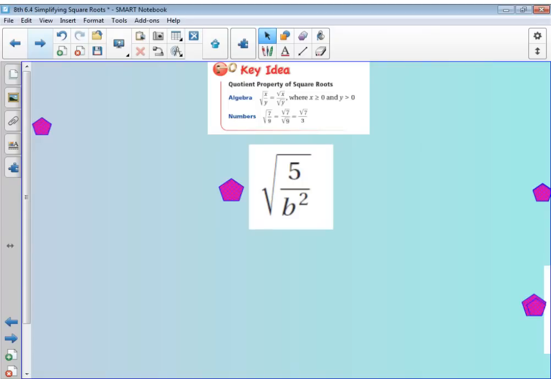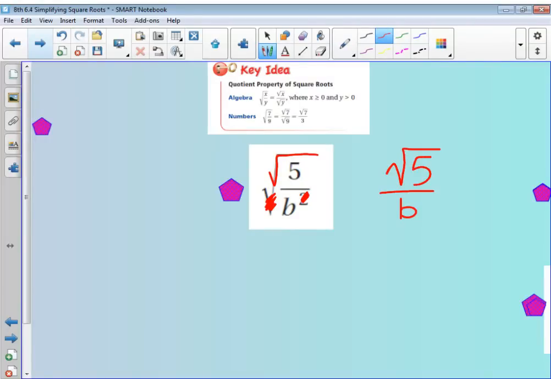Okay, so here we have the square root of 5 over b squared. Ooh, they're throwing in a b there. So let's remember that anytime we have a square root, the opposite of it is something squared. So those two will cancel each other out. This and this are going to cancel each other out. So I am left on the bottom with just a b. On the top, the square root of 5 cannot be broken down any further. So I'm going to leave it as the square root of 5. Final answer.